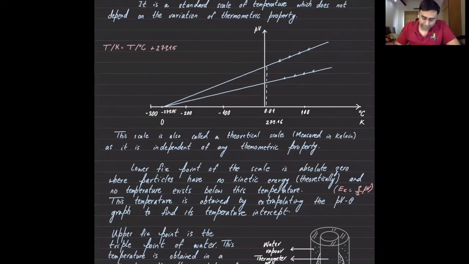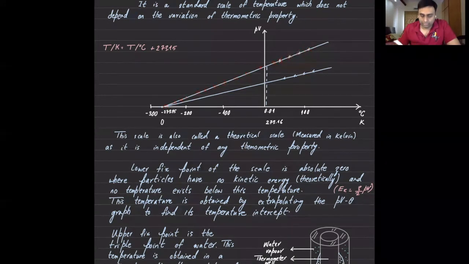So this temperature is obtained by plotting a graph of PV on the y-axis and temperature on the x-axis. When you plot a graph and extrapolate it to see where it hits the horizontal temperature axis, you would find the lower fixed point of this particular scale, which is called the absolute 0. Reason being, that is the point where the particles are theoretically supposed to have 0 kinetic energy. So you take different gases at different values of pressure and volume, and you plot their graphs, but eventually you'll see that all of these graphs meet at one point, and that is the absolute 0 of the temperature. And that's also going to be the lower fixed point.